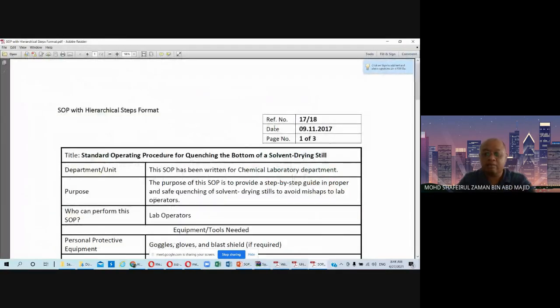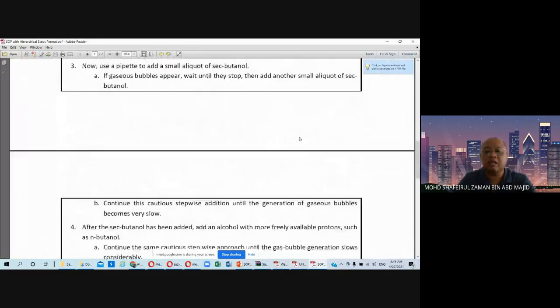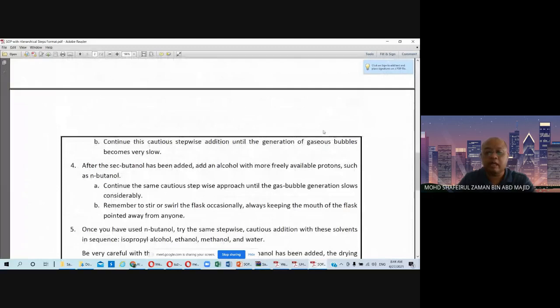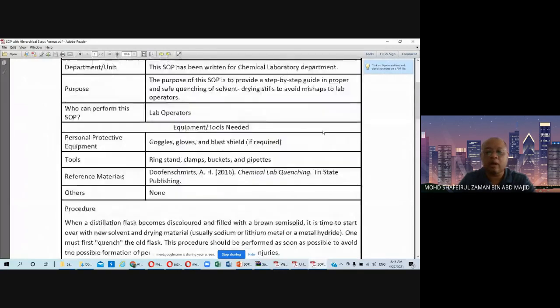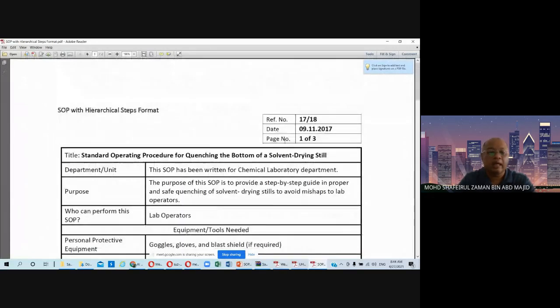Okay, again, the same thing. But the same mistake, because in the second page, it is not being put on the second page. So please be aware of this. And then this is a standard operating procedure again, for quenching the bottom of a solvent drying still. So this is the procedure, right?